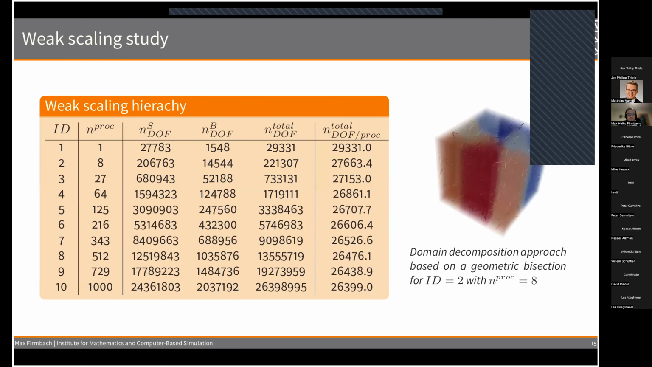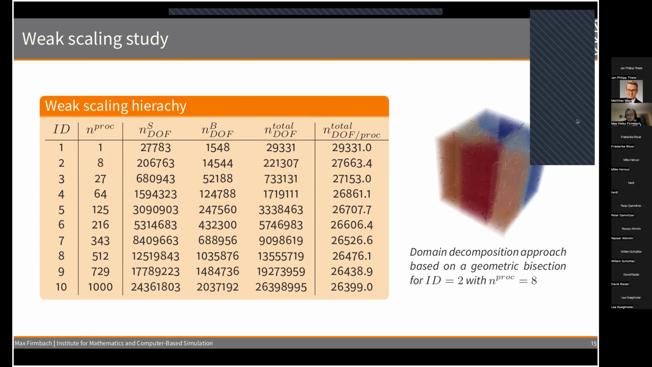Here I just want to highlight the hierarchy we build up, and I want to focus on the right-hand side column. We do a weak scaling study, so we expect the averaged workload of each processor to stay nearly the same. And if you have a look at the numbers, of course, we see a slight decrease in the overall degrees of freedom per processor. But I would say that is more or less constant and sufficient for our case.